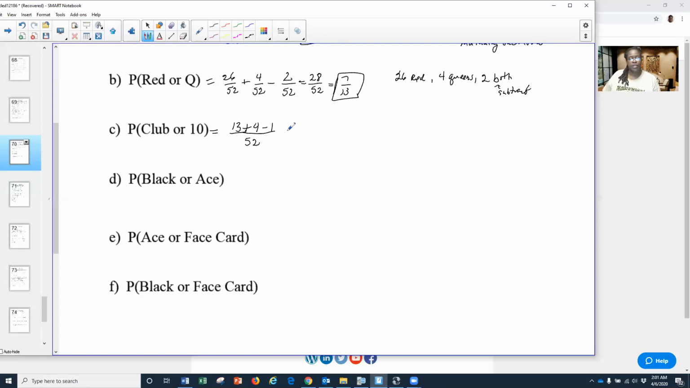Then when we add and subtract, so 13 plus 4 is 17. 17 minus 1 is 16. 16 over 52. And then you can put this again in your calculator. When you put it in your calculator and then simplify it to see if it can be reduced, it can. 4 over 13.